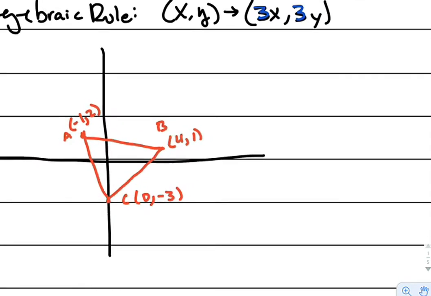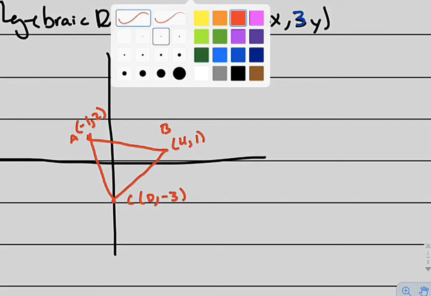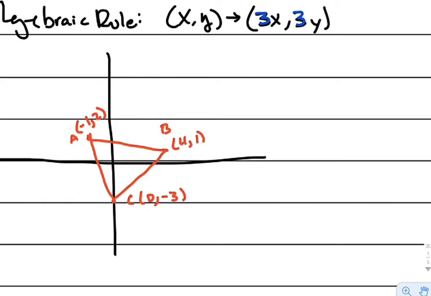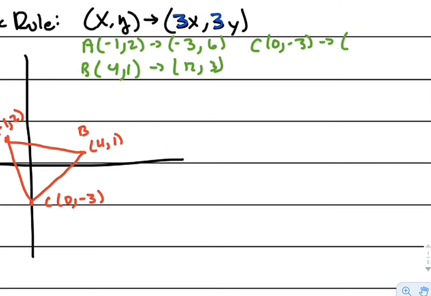Now the algebraic rule, 3x, 3y, assumes the center of dilation is at the origin. Otherwise, you're going to have to do a little bit more thinking on that. But using this rule, I can feed A, B, and C into this. A was -1, 2. By the rule, I multiply both of those by 3, so it gets -3, 6. B starts out at 4, 1, but through this transformation, I'll end up at 12, 3. And then C was at 0, -3, and that's going to end up at 0, of course, because 0 times 3 is 0, and then -9.